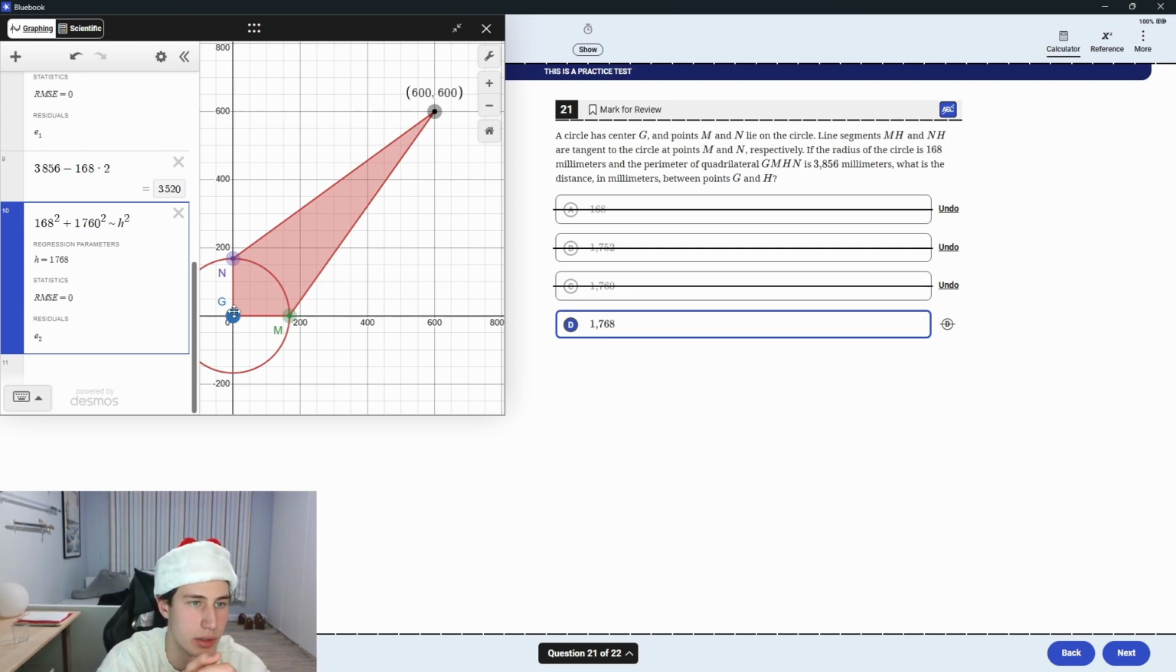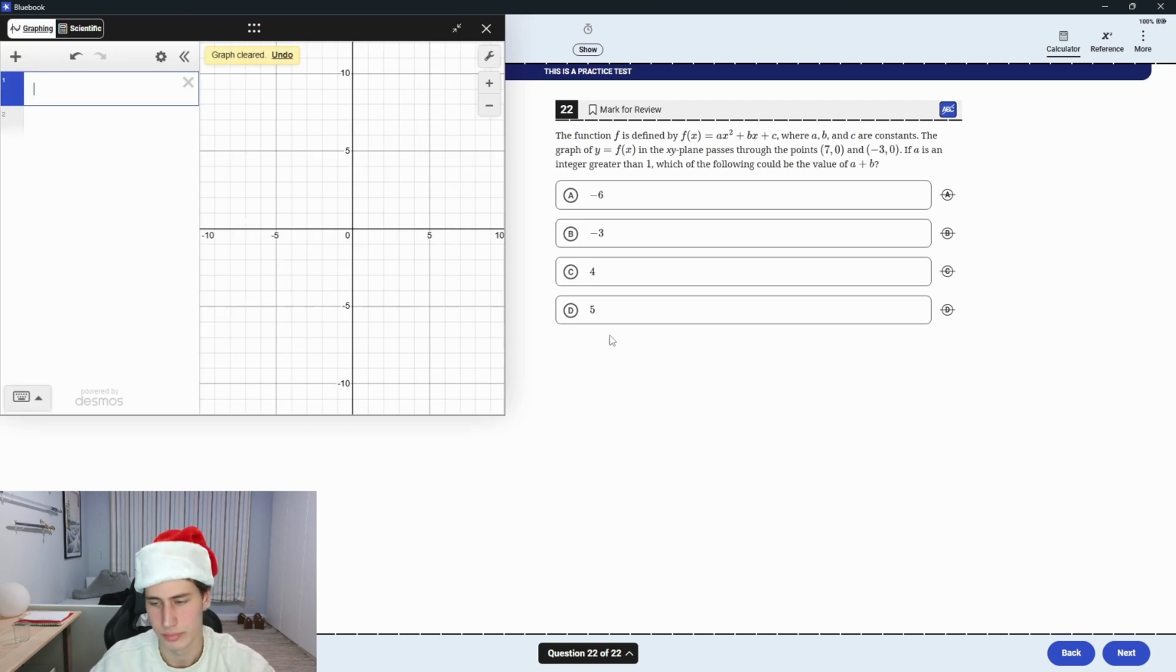So we know that G, N, and H form a triangle, so we have to find the hypotenuse. If we know the length of N and H, we just have to find the length between G and H, which is just our hypotenuse in this case. So that's 1,768 units, which is our answer choice.